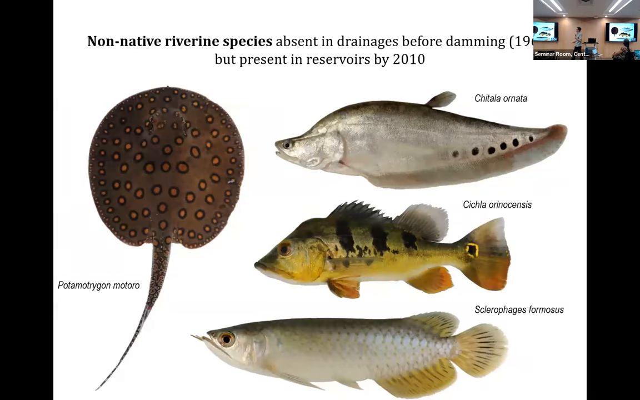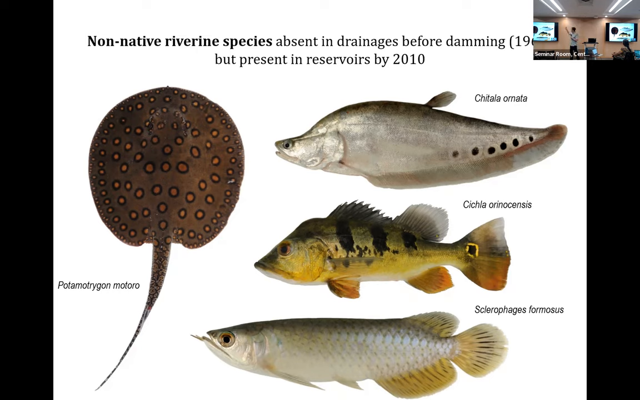But what we do have now is we have a lot of non-native riverine species. Now these are supposed to be riverine specialists. These are fishes that you generally find in large rivers. So they were not in Singapore before the damming, based on the old paper, but we found them by 2010, they were already in our reservoirs. Our reservoirs are not large rivers, but they are large lakes. I mean, they're artificial lakes, which basically mimics some aspects of these large rivers.